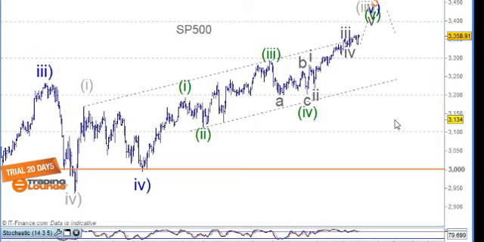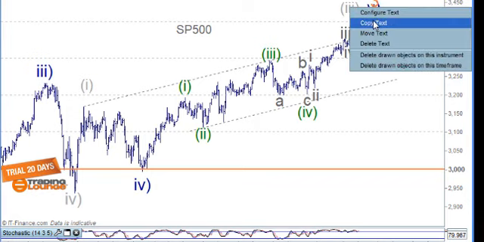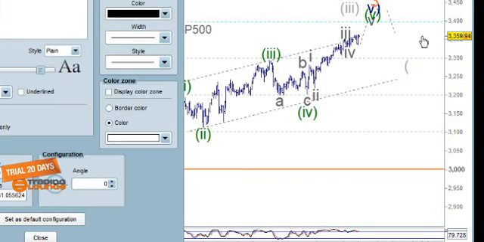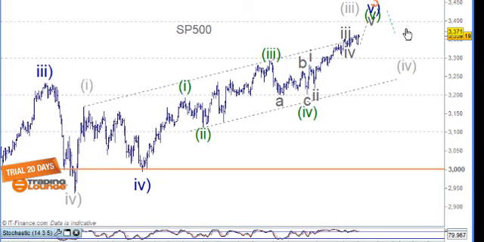Now, as I mentioned, once it reacts from here, we may need to use this wave 1 and 2 here, and then look at all of this move up as this wave 3, and then look for wave 4 here. It's just something that we need to work through.